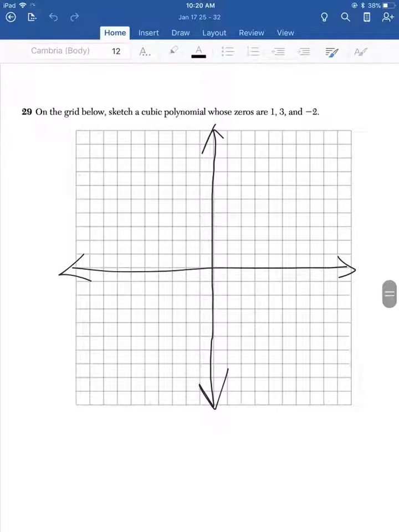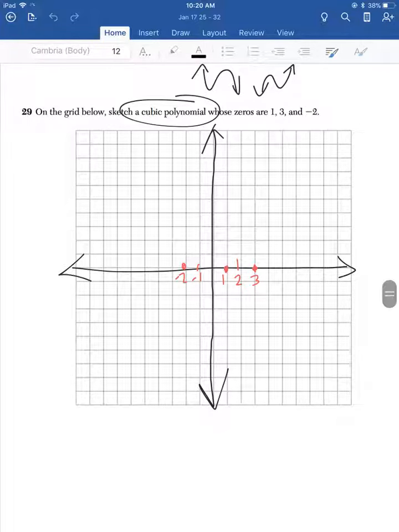Alright, so on the grid below, so I just labeled my axes too, sketch a cubic polynomial whose zeros are 1, 3, and -2. So a cubic polynomial, if you remember, these are your graphs that'll either go like this or you can flip it around and it'll go like this. Okay? So, my zeros are at 1, 3, and -2. So if you want to label those, here you have -2, here you have 1, here you have 3. Okay, you don't have to label all of them, but you should label something. So even if you just come here in -1, here in 2, whatever you want to do.